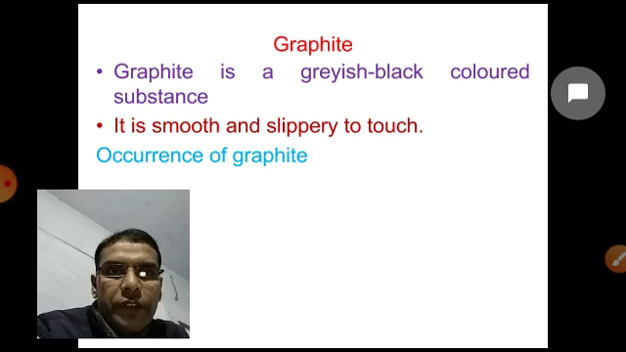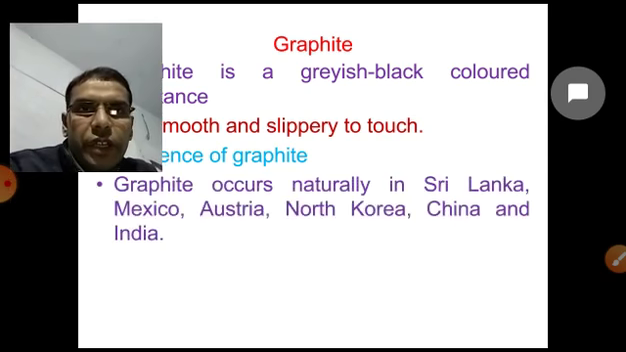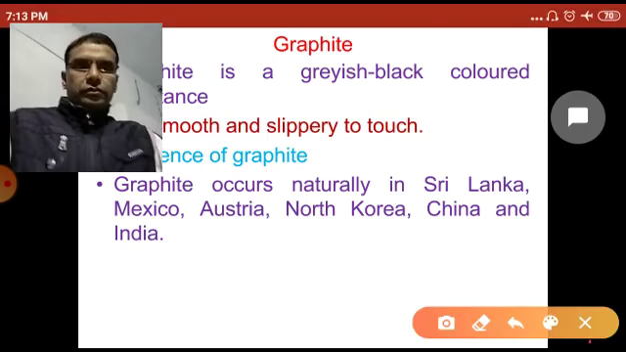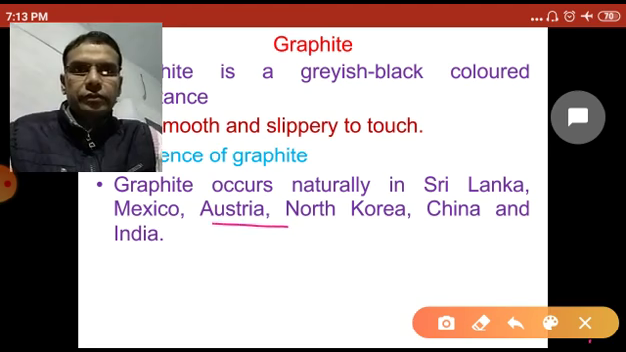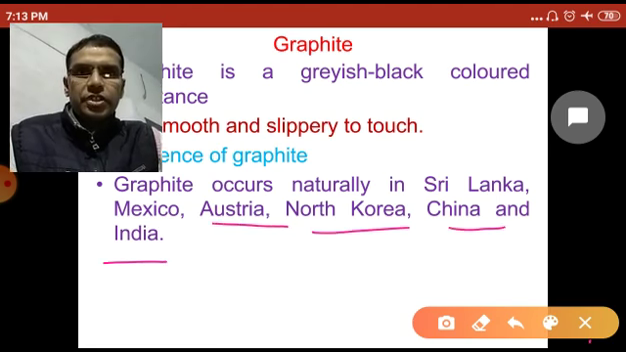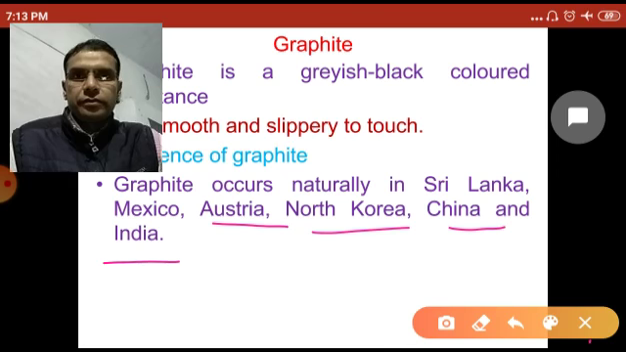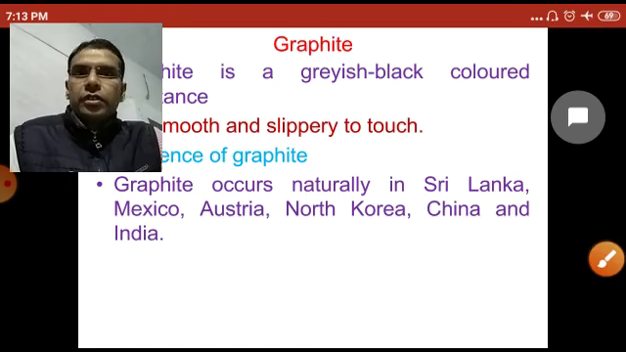Now, the occurrence of graphite. Graphite occurs naturally in Sri Lanka, Mexico, Austria, North Korea, China and India. So graphite occurs in different countries. We can say that it is distributed worldwide on the earth.